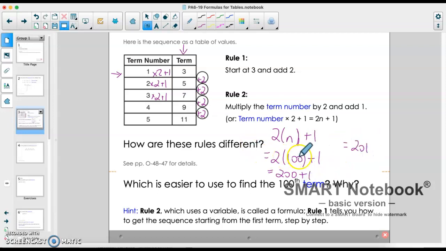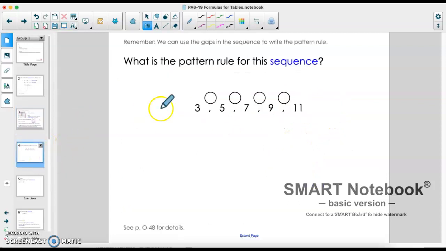Now that may have taken me, I don't know, 6 seconds. Whereas this way, you're counting out 3, 5, 7, 9, 11, 13, 15, 17, 19, and you're going to have to count all the way till you get to 100 on your fingers. And that's going to take you longer. So this 2n plus 1, that's the formula.